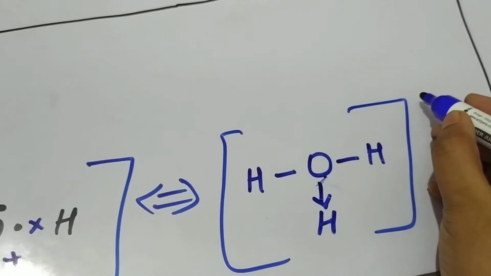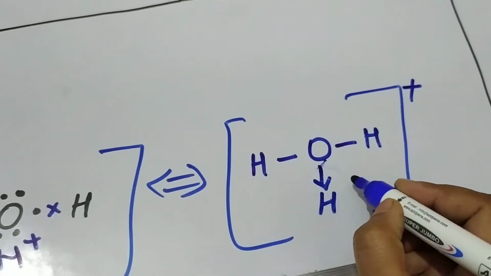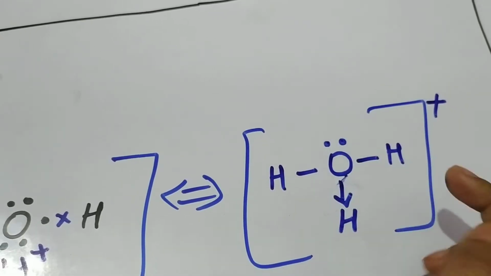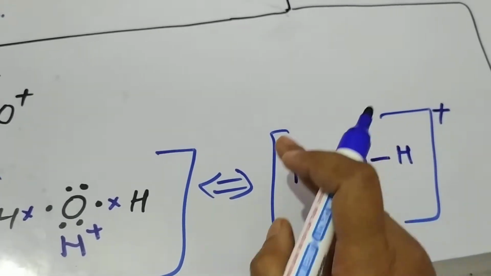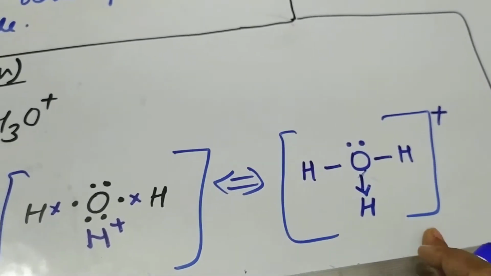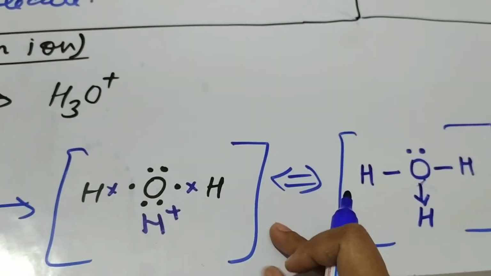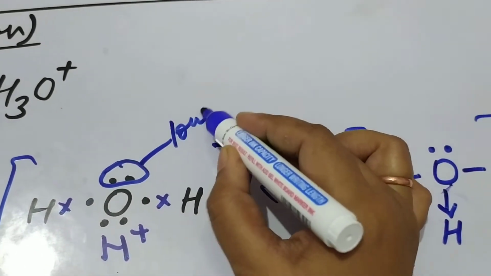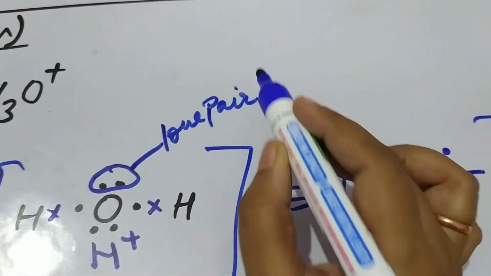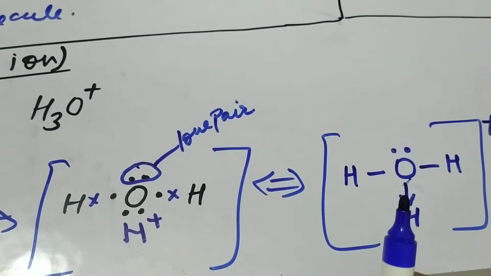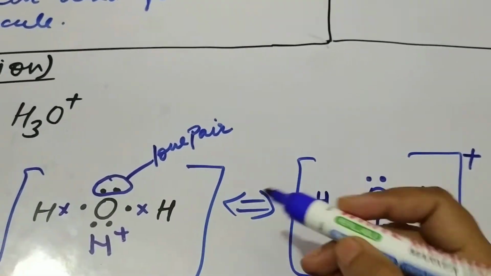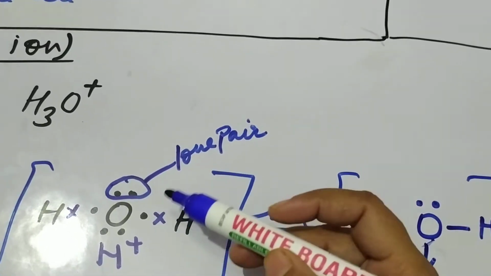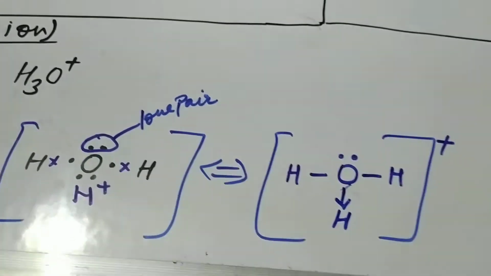Now you have to put the positive charge, either on the outside or here, because this is the hydronium ion, and one thing is still missing, that is one lone pair of electrons is still left with the oxygen atom. So this is the bond structure of the hydronium ion, and this is the electron dot structure of the hydronium ion. You can label here, this is a lone pair of electrons. It is necessary to label the lone pair. So this is the lone pair of electrons, and these are the bonded pairs of electrons which are involved in sharing, and which is not involved in sharing is called lone pair.